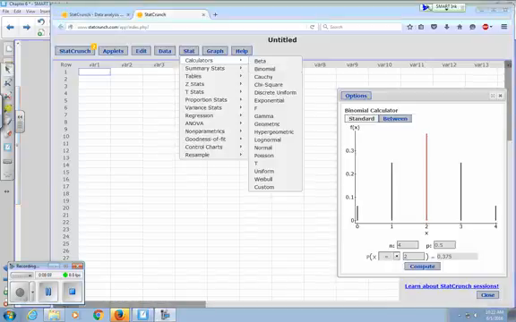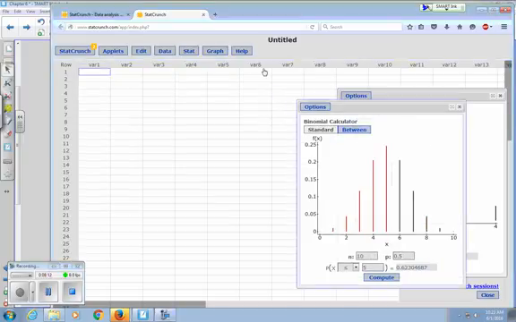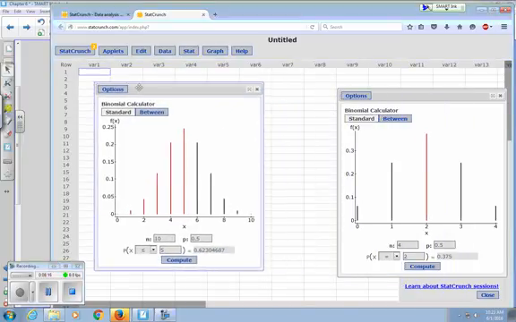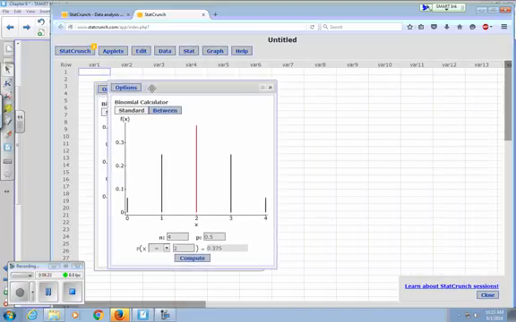So in StatCrunch, you can go to calculator, binomial, and a binomial distribution will pop up, and then you can input the information specific to your distribution, as I've done here, where N equals 4, P equals 0.5, and we're interested in exactly 2 successes, and we see the probability is 0.375.